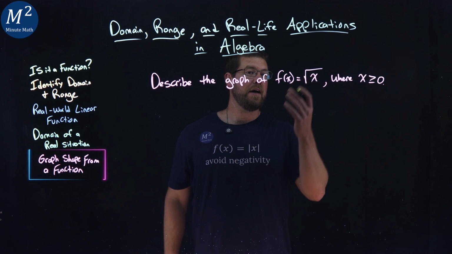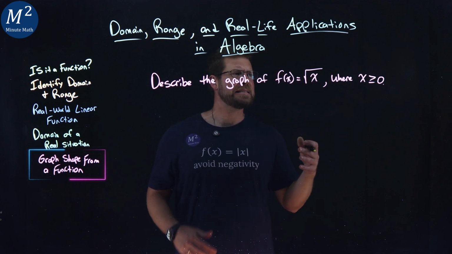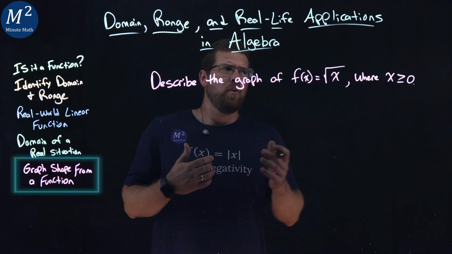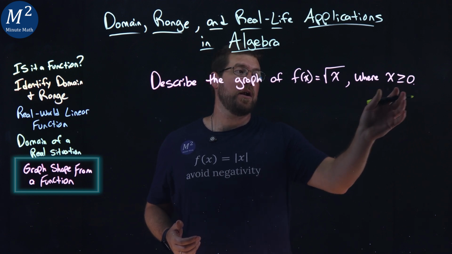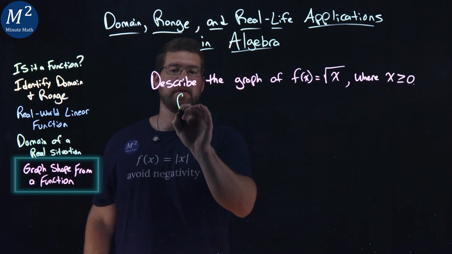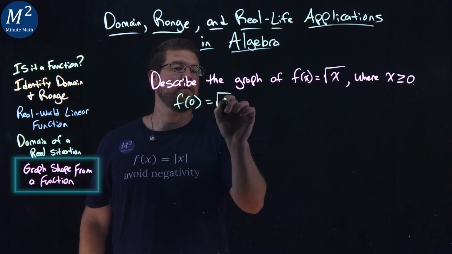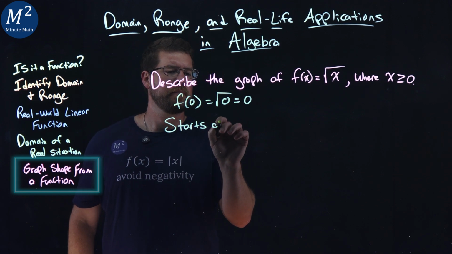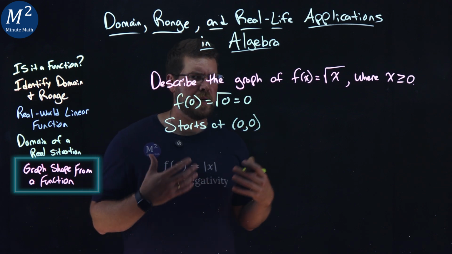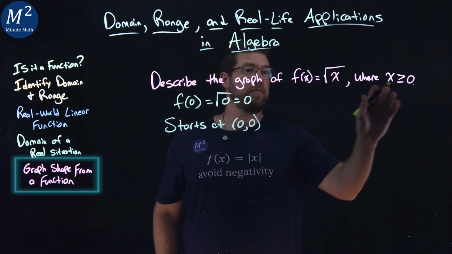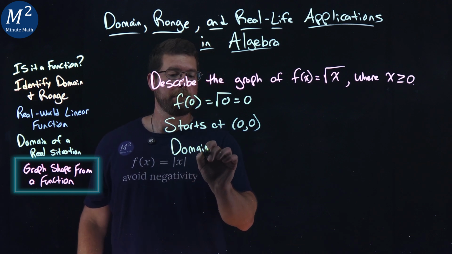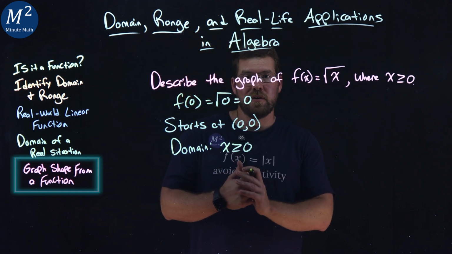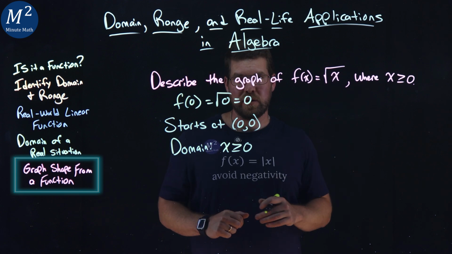Describe the graph of f of x is equal to the square root of x, where x is greater than or equal to 0. Okay. Well, we have a starting point here. They tell us our domain is x is greater than or equal to 0. So if we plug 0 into our function for x, the square root of 0 is 0. So it starts at the origin, 0, 0. We know that's our starting point. Our domain here, they tell us x is greater than or equal to 0. There's our values that x can be.